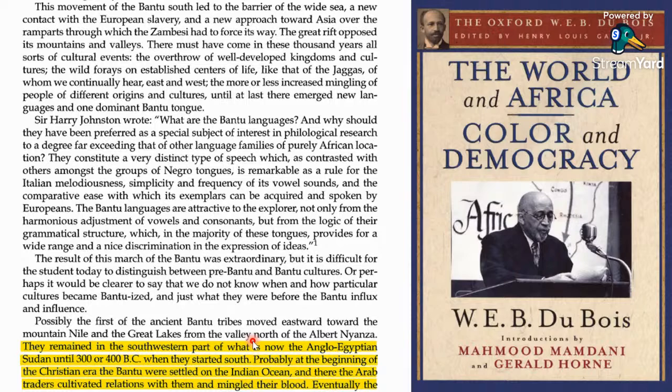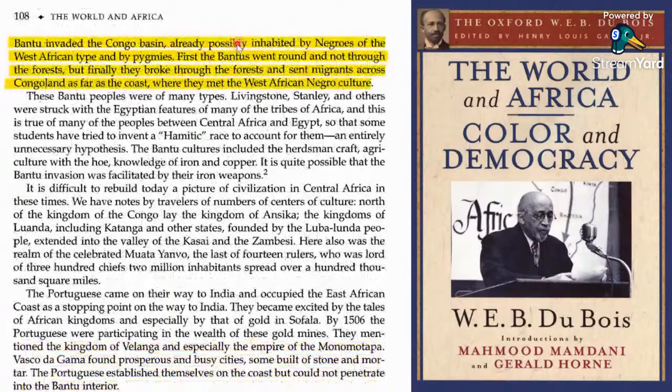Eventually, the Bantu invaded the Congo Basin, already possibly inhabited by Negroes of West African type and the Pygmies. All right. So again, already inhabited by Negroes of the West African type and the Pygmies. First, the Bantus went round and not through the forest, but finally they broke through the forest and sent migrants across the Congo land as far as the coast, where they met the West African Negro culture. All right, so then again, that's where you get the expansion of E1b1a into West Africa.